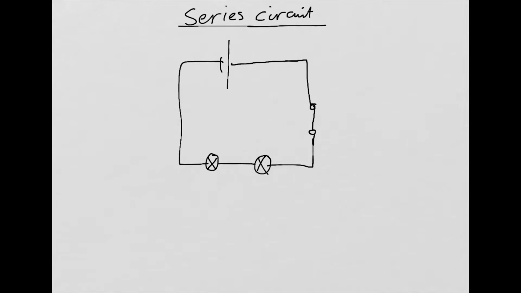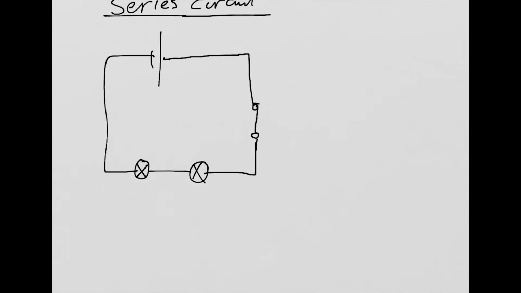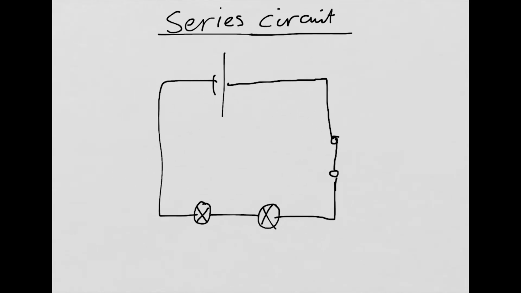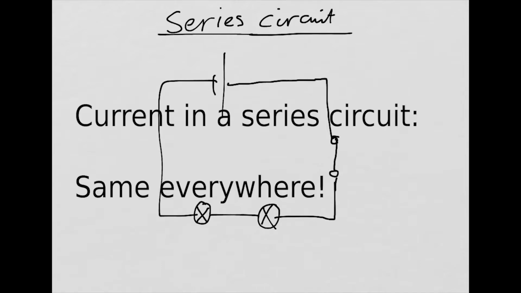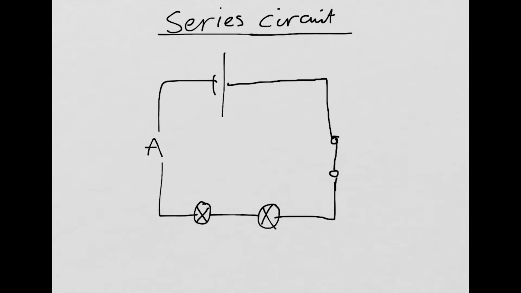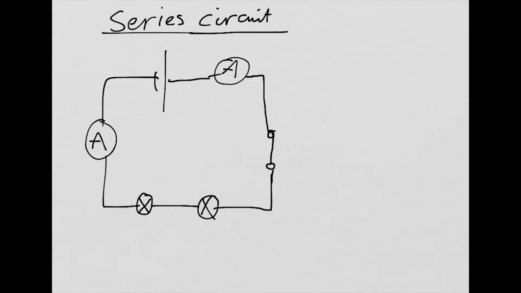Okay, so let's talk about current in a series circuit. Current, remember, is the flow of electrons in a circuit. In a series circuit, they've only got one route to take, so the current is going to be exactly the same no matter where you measure it. So let's say I put an ammeter here. That's going to measure a current. If I put the ammeter there, it will measure the exact same current as an ammeter here, or between the bulbs, or anywhere in the circuit. I can put that ammeter literally anywhere and it will give me the same reading. In series circuits, the current is the same everywhere.